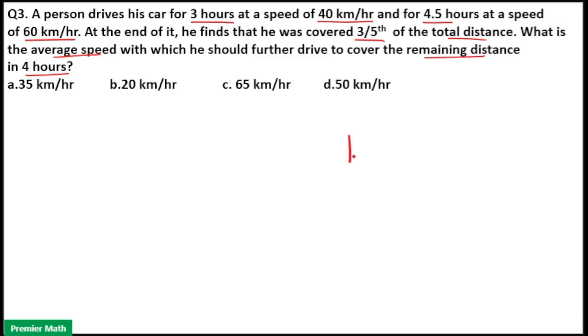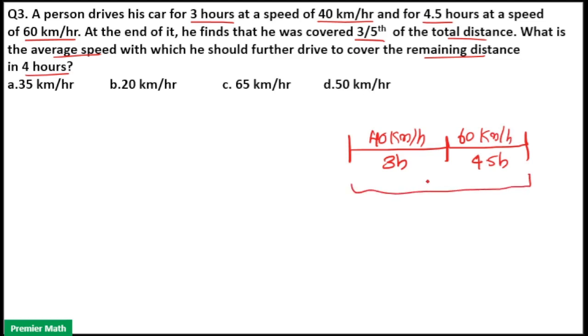Here, a person traveled for 3 hours at a speed of 40 km per hour, and he traveled for 4.5 hours at a speed of 60 km per hour. Then he realized that he had only traveled 3/5 of the total journey. So we need to find out the speed at which he should finish the remaining distance in 4 hours. So we need to find out the speed of this part here.